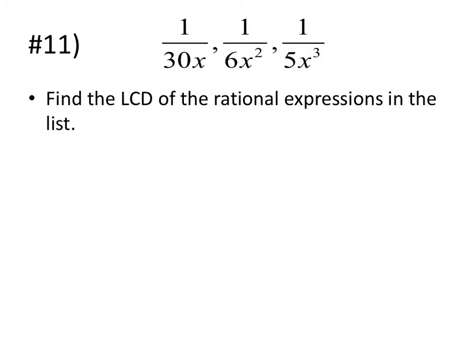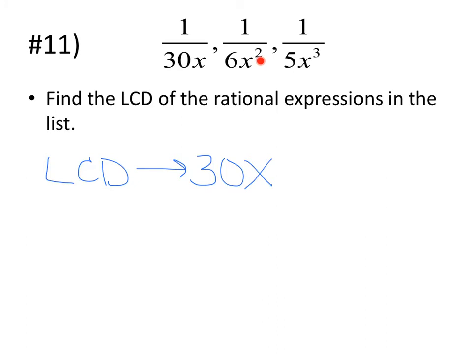Alright, find the LCD of the rational expressions. When we're talking about LCD, we're just going to look at the denominators. When we write our LCD, you have to make sure that every denominator is represented. Looking at the numbers, I want the lowest number that all three of them go into evenly, and it's actually 30. Because 30 goes into 30 one time, 6 goes into 30 five times, and 5 goes into 30 six times. And then you want this x represented, so I'm going to put an x here.